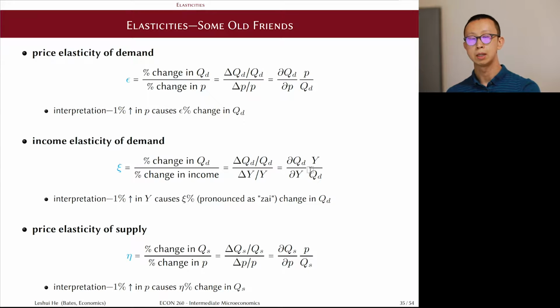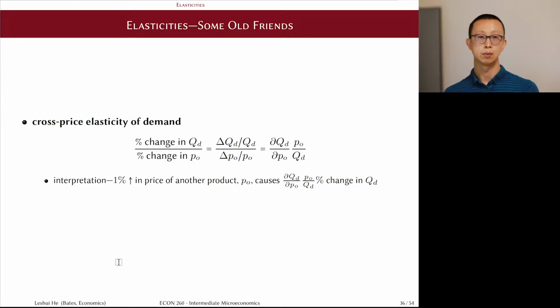Now, because these three expressions will be used repeatedly later on, we're going to put on some special notations on them, and we're going to use some very special Greek letters to reserve their positions. For price elasticity of demand, we're going to use the Greek letter epsilon. For income elasticity of demand, we're going to use the Greek letter xi. And for price elasticity of supply, we're going to use the Greek letter eta.